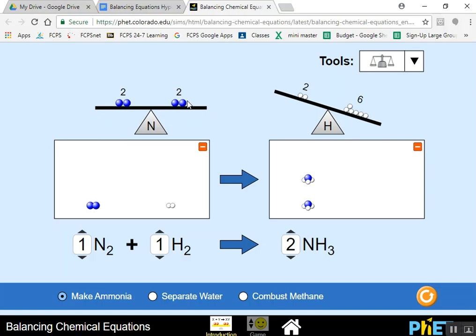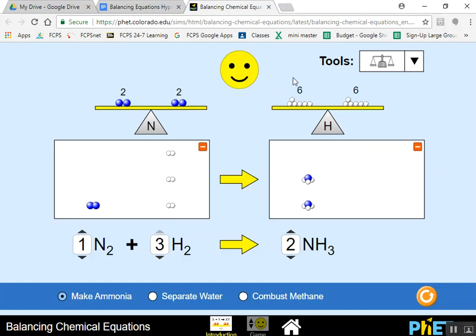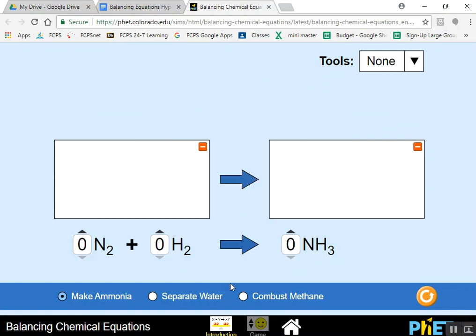2 on the left, 2 on the right. But look at the H's. There's 6 on the right-hand side, but only 2 on the left. So I make it balanced. And so this little picture up here I think really helps, and then when you see the smiley face, you know you're good to go. So you can go ahead and hit refresh and try. Actually, that's just the basic introduction to show you how it works.